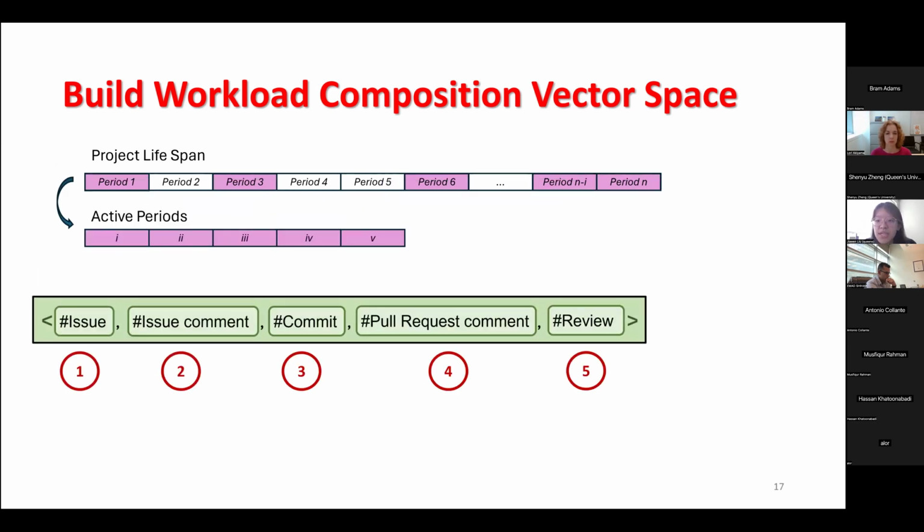And then for each active period, we construct a 5-dimensional workload composition vector, including the contributors' number of issues, issue comments, commits, pull request comments, and code reviews made within the period. We believe these 5 dimensions are the 5 key aspects of OSS engagement. We also normalize the vectors, so it represents the ratio of each workload instead of the absolute number.